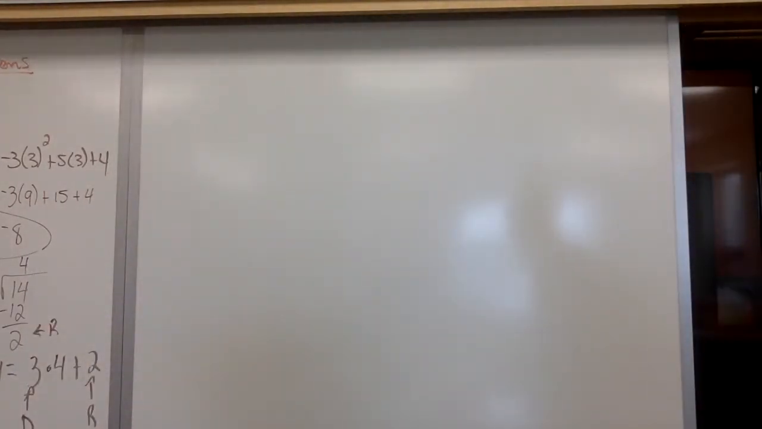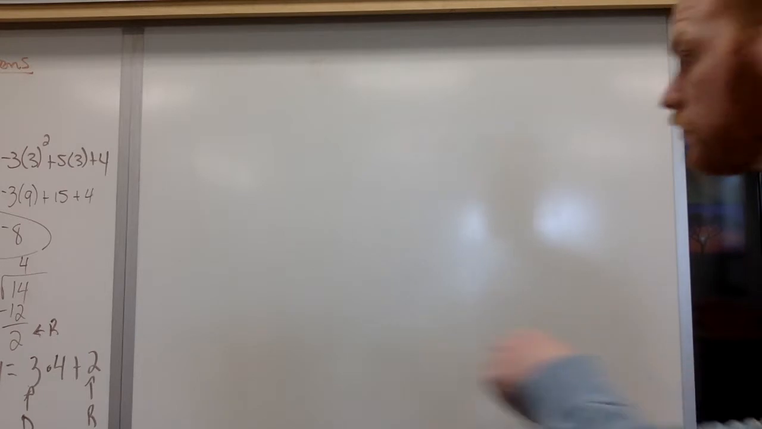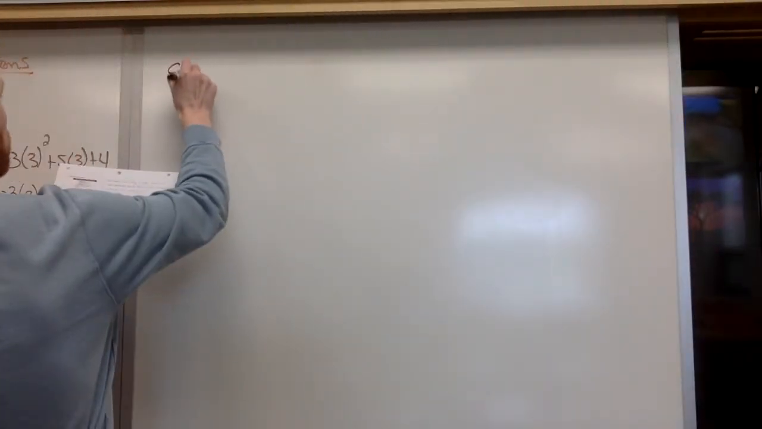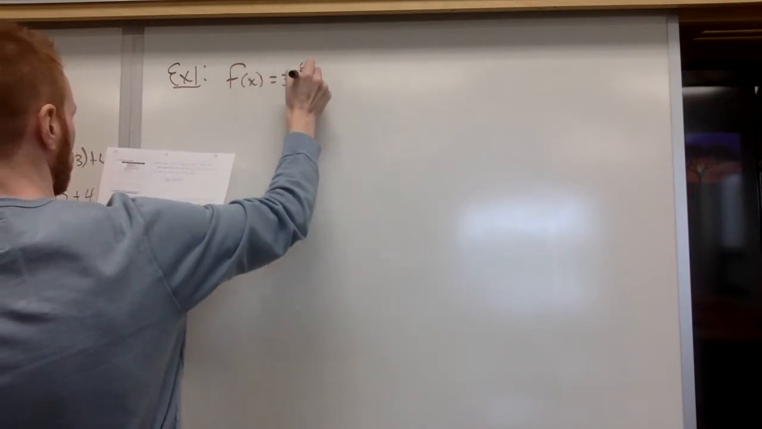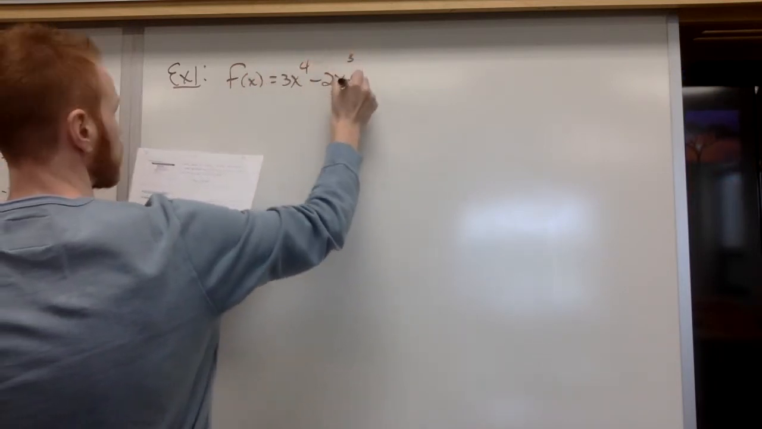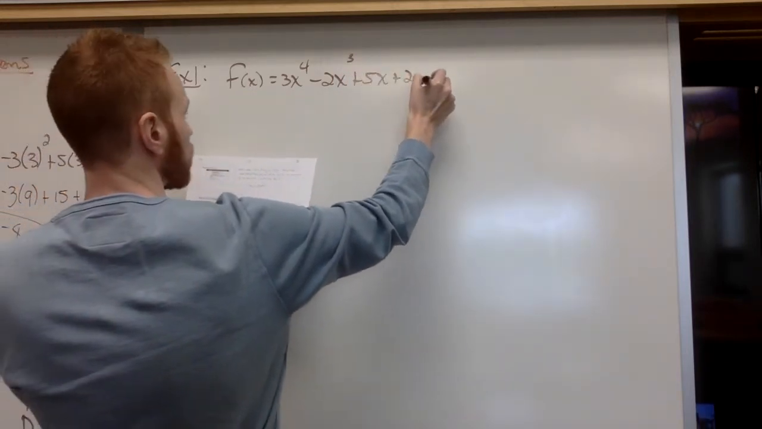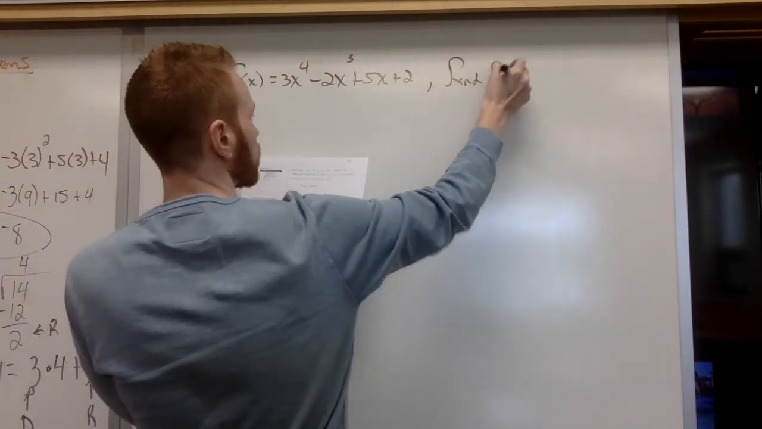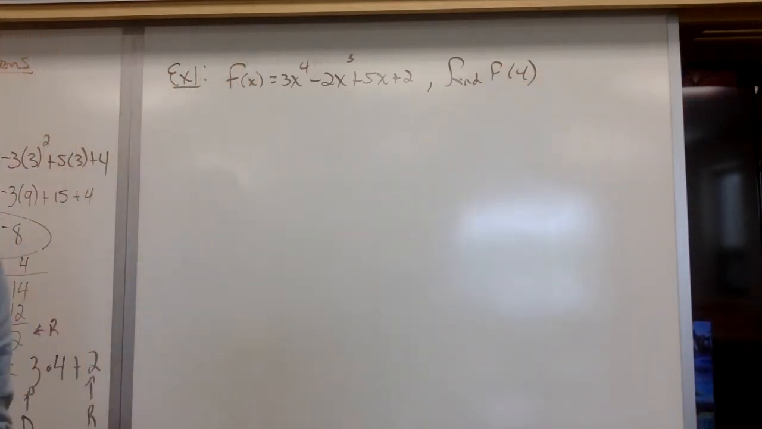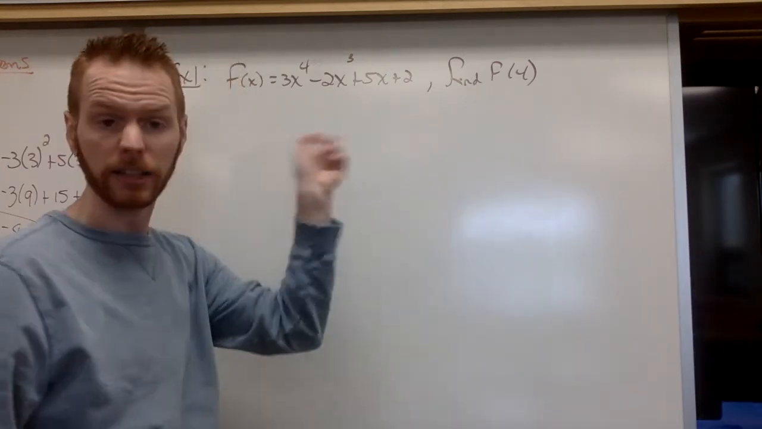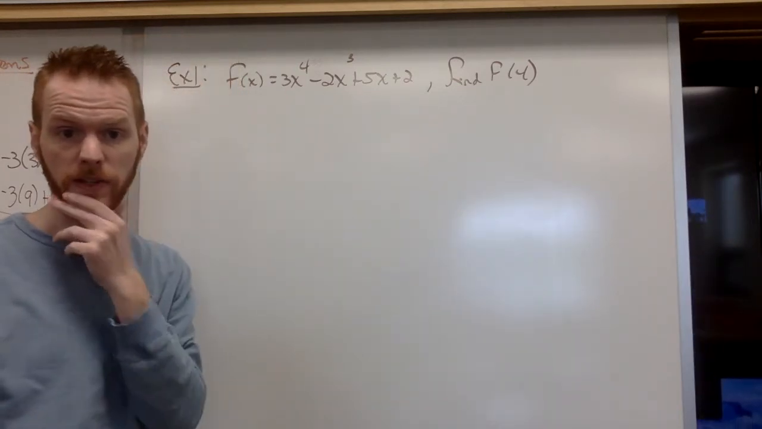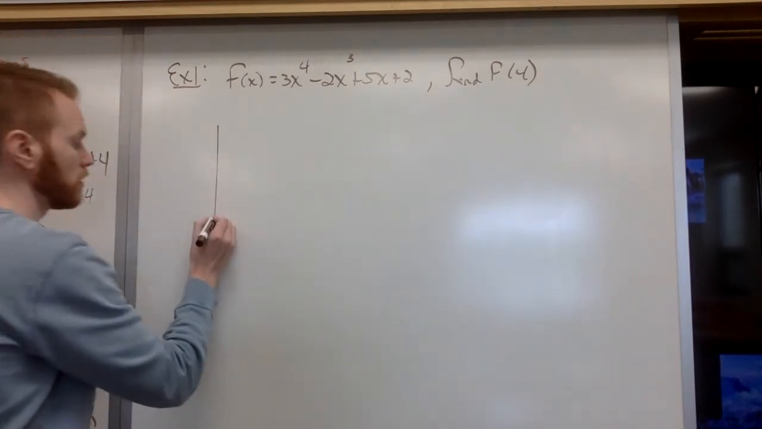So here we go. Example 1. If I can find it here on my assignment list. Here it is. So example 1. So here's my first example, and I'm going to find what f of 4 is. Now, instead of plugging this back into here, I'm going to go ahead and use synthetic division and get the same answer. So here we go.